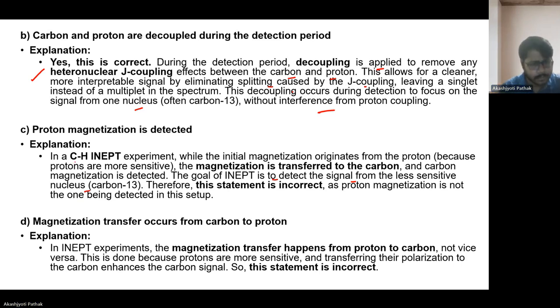So that is not the case. Therefore, this statement is incorrect, as the proton magnetization is not the one being detected in this setup, right? Through this experiment, we are trying to detect the signal from a less sensitive nucleus, and that is the nuclei signal of carbon.